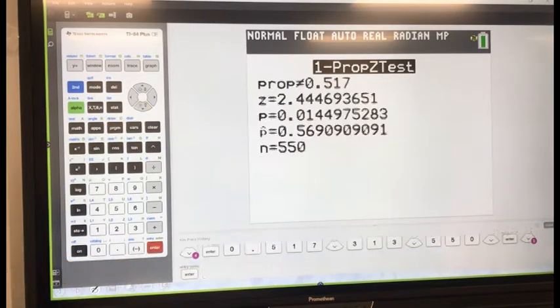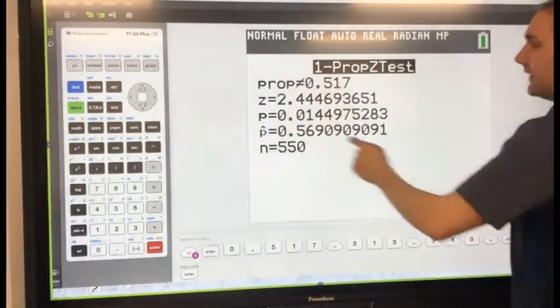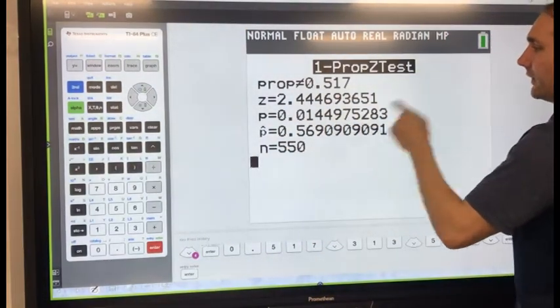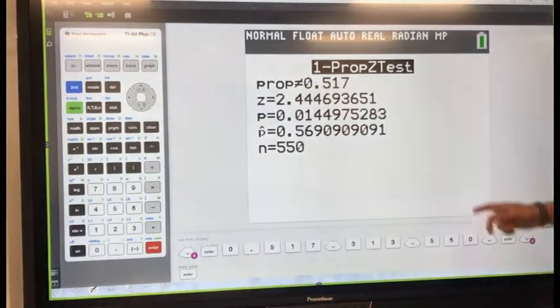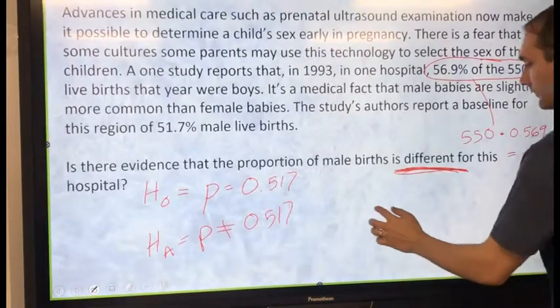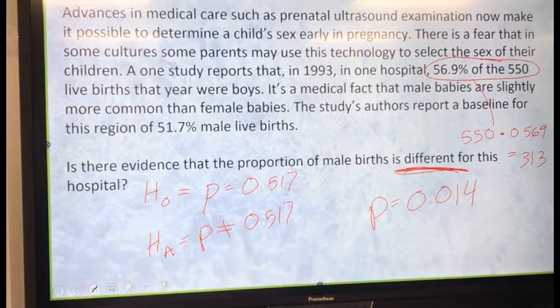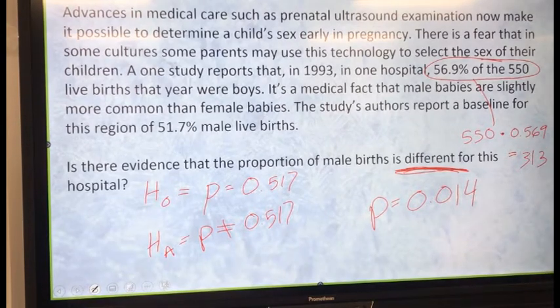Go down here to calculate, and there we go. So there's my z value, there's my p hat, but the only one I really want to worry about is my p-value of 0.0145, about 0.014. Is this less than 0.05? Yes.